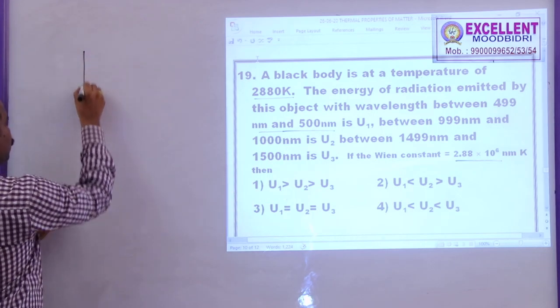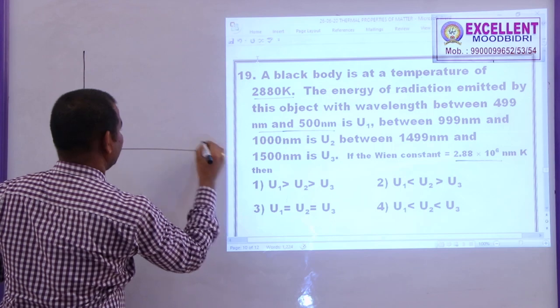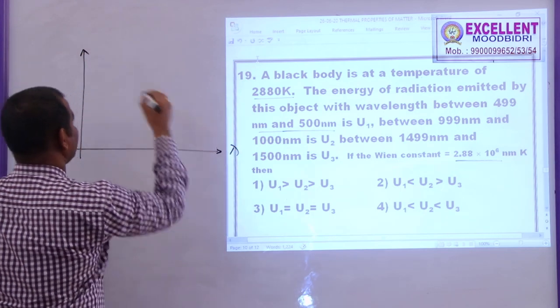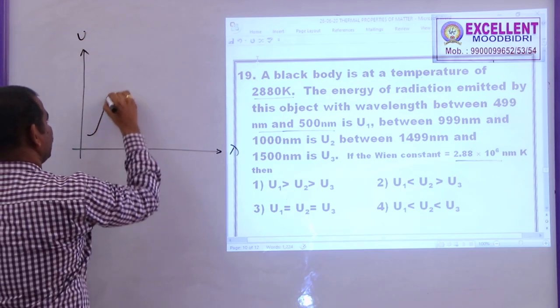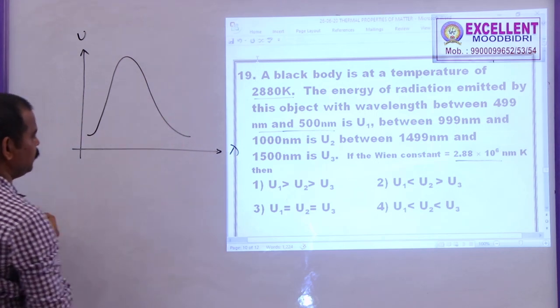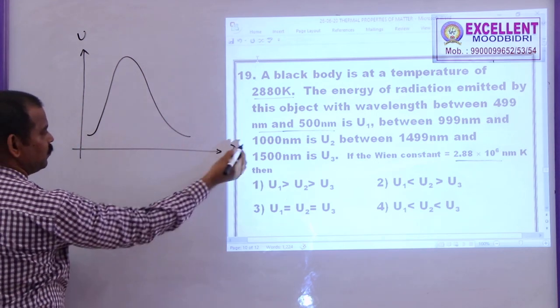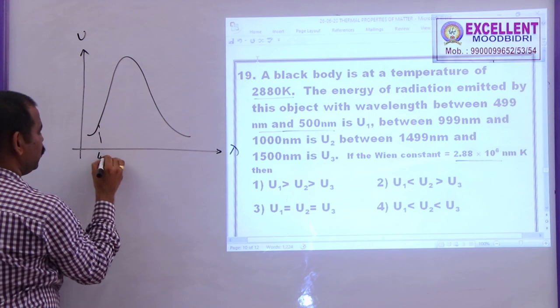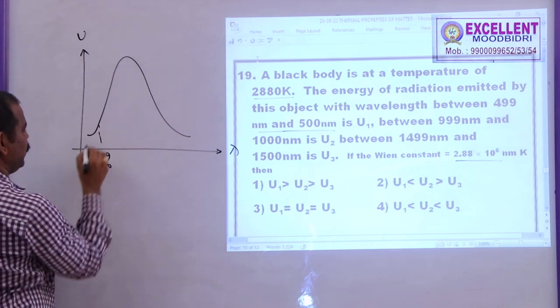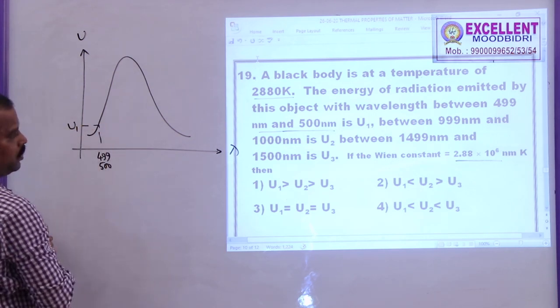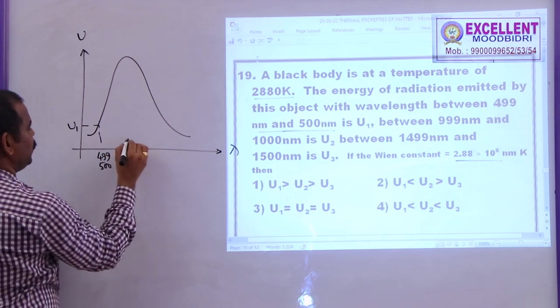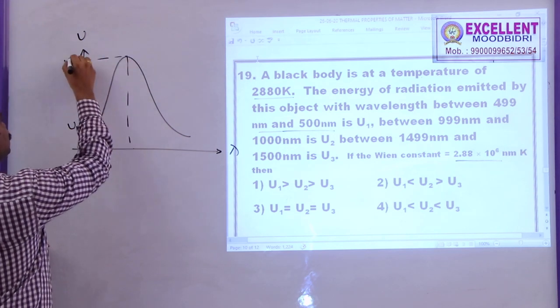We know from the maximum energy radiation, this is lambda, this is energy. We know the nature of the graph here. In this case, when the wavelength is around 499 to 500, the corresponding energy was U1. And when the wavelength increases, we know that energy also increases to U2.